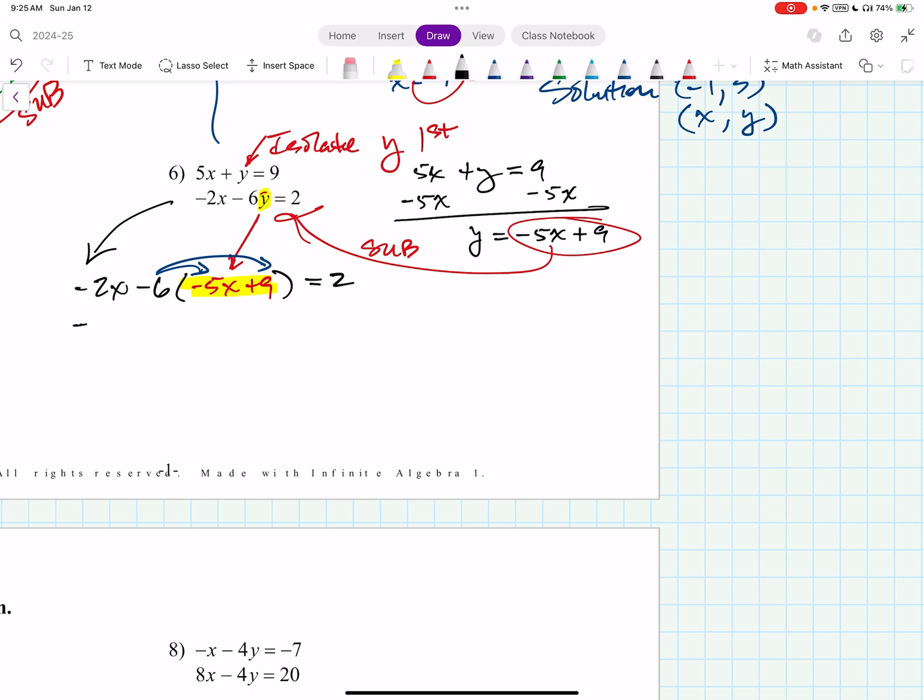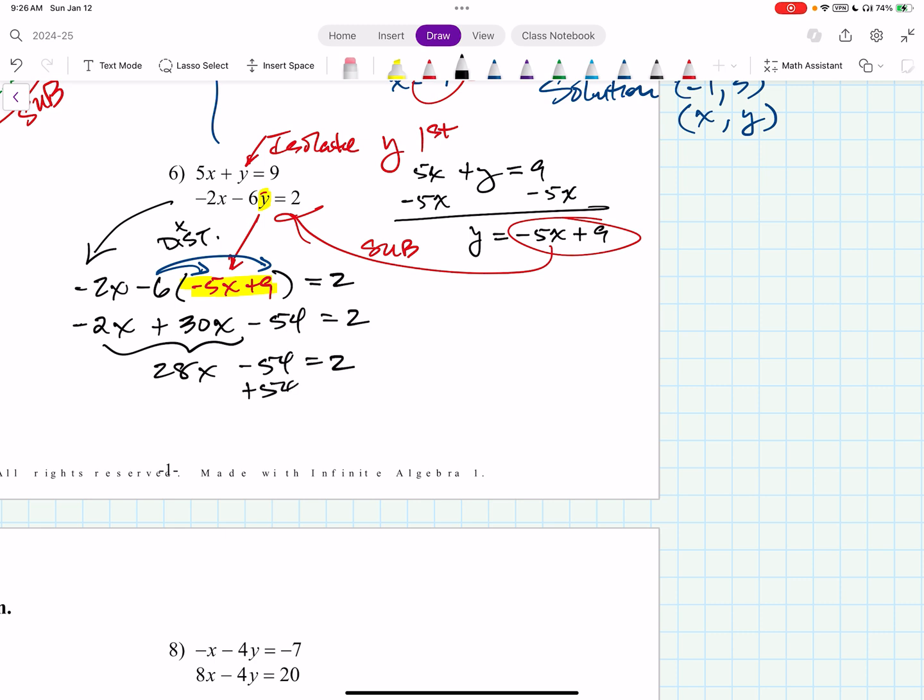So from left to right, I've got negative 2x first. Negative 6 times negative 5x is positive 30x here. Negative 6 times positive 9 is negative 54, and that's equal to 2. So you got to distribute, all right? Distribute means multiply. Okay, and then you have to add your like terms. Negative 2 plus 30 is 28, or 30 minus 2 is 28. So I have 28x here, minus 54 equals 2.